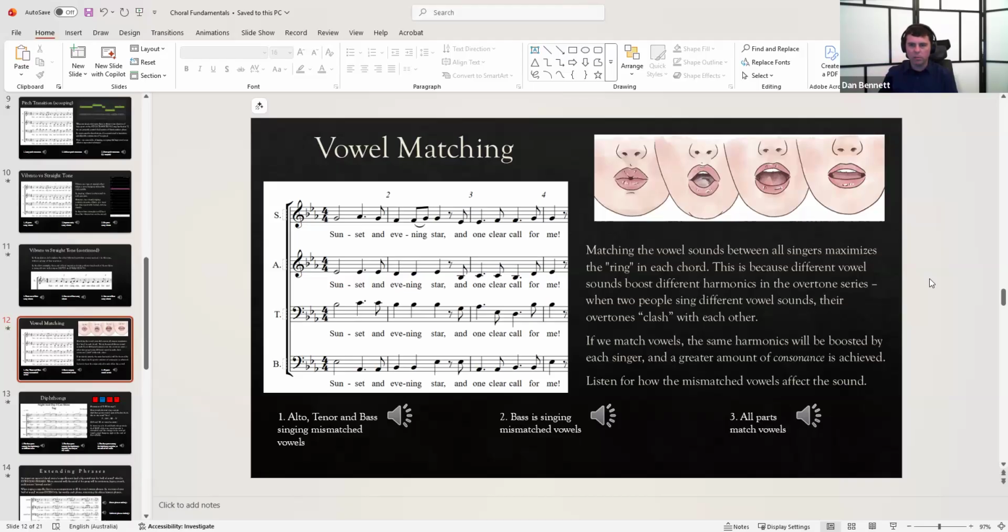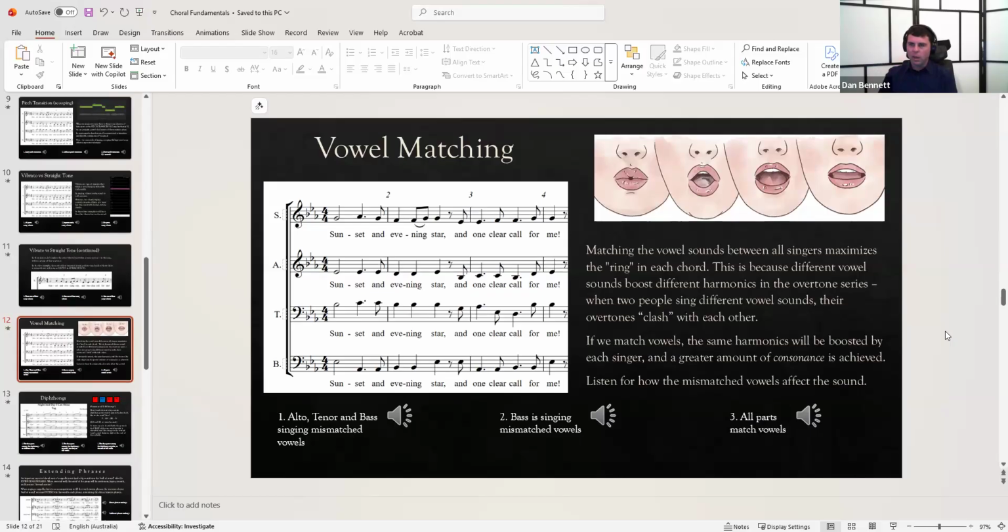This is because different vowel sounds boost different harmonics in the overtone series. When 2 people sing different vowel sounds, their overtones clash with each other. So while you may be singing the same fundamental pitch, if I'm singing ah, but Bob is singing ee, and you put us next to each other, there's going to be dissonance, but it won't be at the fundamental pitch level. It'll be in the overtones, because I'm boosting certain harmonics, and Billy's boosting different harmonics because he's singing a different vowel.